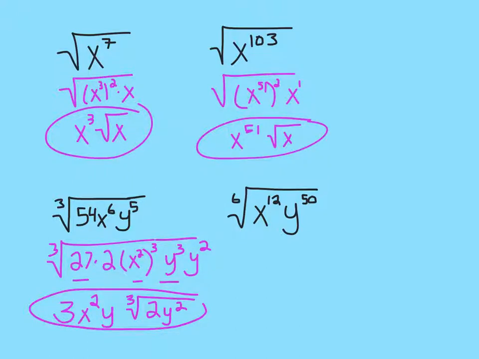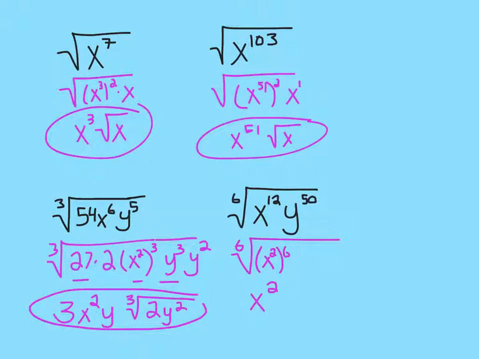The last example I'll do with you today is the 6th root of x to the 12th, y to the 50th. Again, you want to try to do this with mental math if possible. So when I see the 6th root of x to the 12th, 12 divided by 6 is 2. So I know that I'll have an x squared on the outside. The reason for this is that we have something to the 6th inside. And when we're dealing with our x's, we use all of them. We have x squared to the 6th in the radicand.